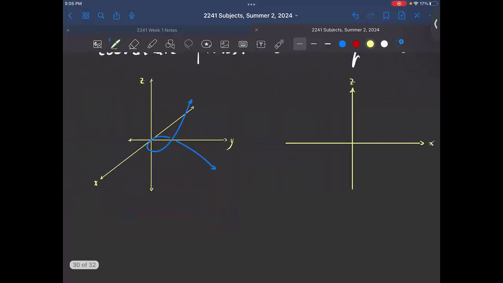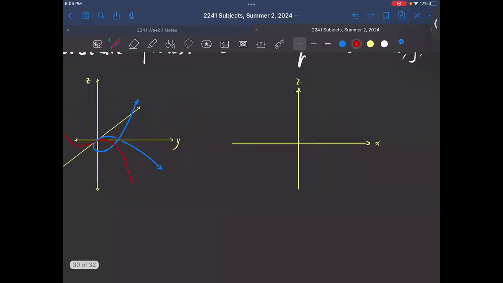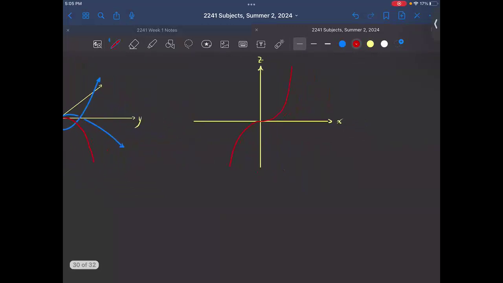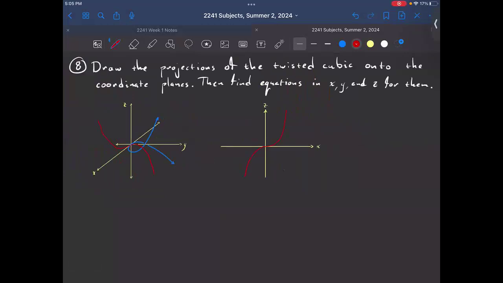So if we come over here and look at this, you can see it's going up, up, up, like this maybe. And then over here, it's going down, down, down. All right, so the projection on the ZX plane looks something like this, and we have what looks like a cubic equation. Okay, so that's the ZX projection.